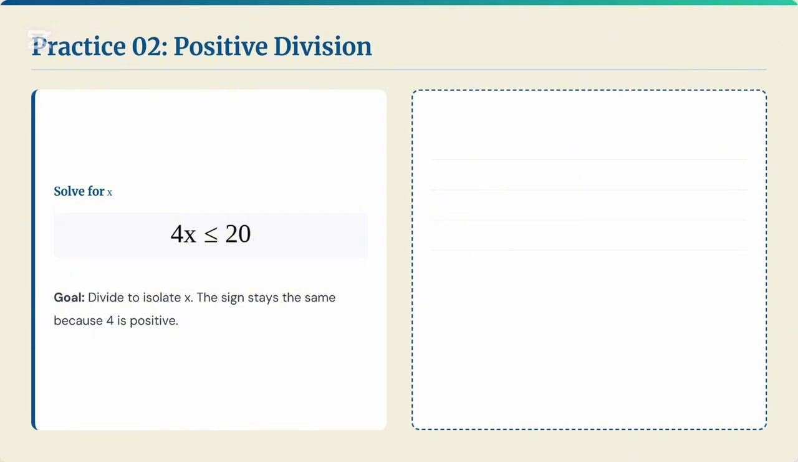When we divide by 4 on both sides, we're left with, let me just write it down so that you guys can see what's going on. We have 4x is less than or equal to 20. So we need to divide by 4 on both sides, and we're left with x is less than or equal to 5.